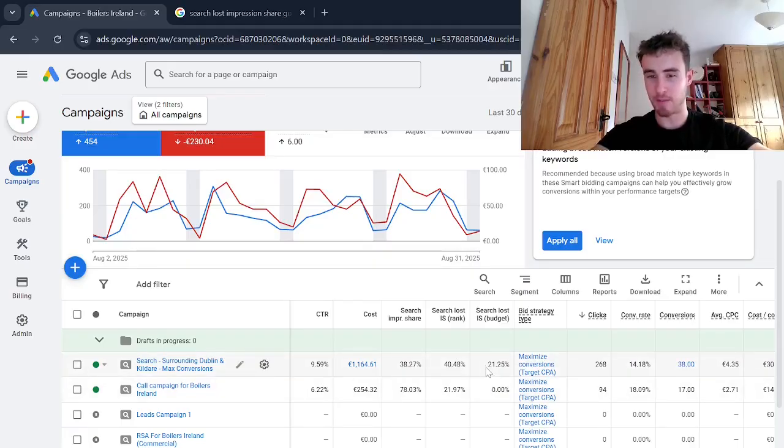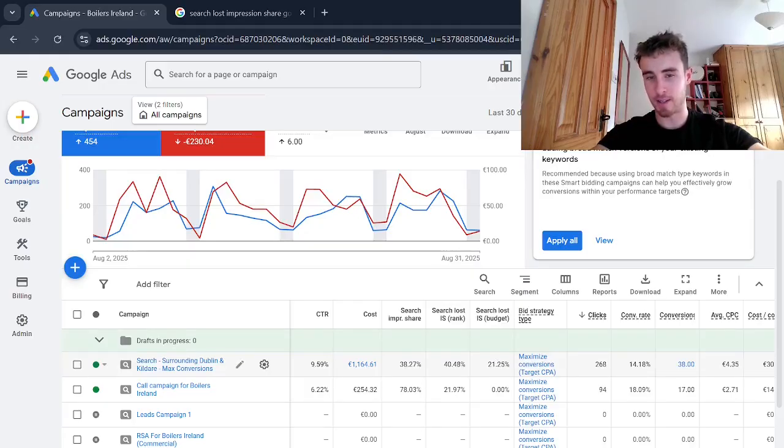But in this campaign, for example, since we have a 21% search loss impression share due to budget, if we wanted to bring this number closer to zero, and by doing so, adding an extra 21% of impression share to the overall impression share, because these three numbers are always going to add up to 100%, it's as simple as just increasing your daily budget to improve your search loss impression share due to budget. So increasing the daily budget is the first thing that you can do.